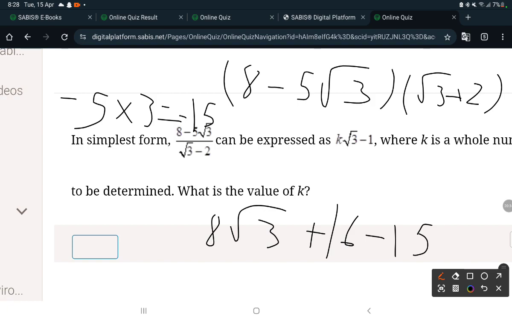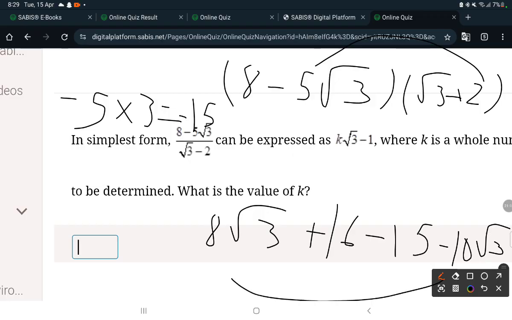Okay, so for minus 5 radical 3 multiplied by 2, as I said, when you have a number that isn't in a radical, you don't multiply it with the number inside the radical. You only multiply it with the number outside. So minus 5 multiplied by 2. So that's going to be minus 10. And you leave the radical 3. You don't do radical 3 multiplied by 2 to get radical 6. So yeah. Minus 10 radical 3. So now 8 radical 3 minus 10 radical 3, that's going to be minus 2 radical 3. And then 16 minus 15 is going to be 1.